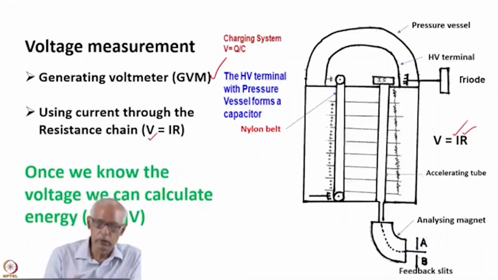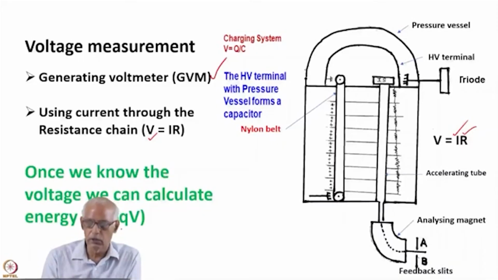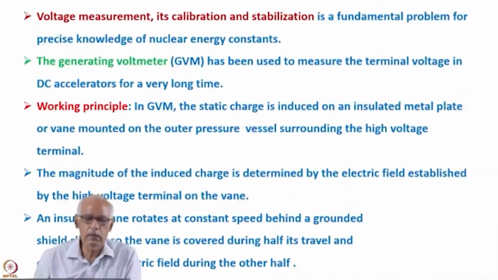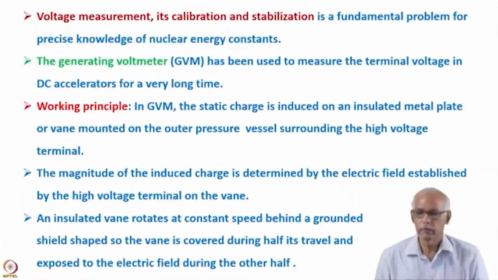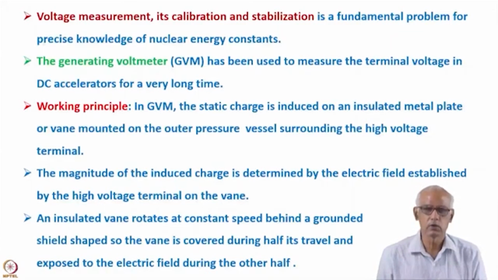Of course, once we know the voltage, then we can calculate the energy, which is E equal to Q times V, where Q is the charge and V is the voltage. So let me just reiterate what the things involved are. Voltage measurement, calibration and stabilization is a fundamental problem for precise knowledge of nuclear energy constants, which are used for nuclear reaction studies or any experiment.